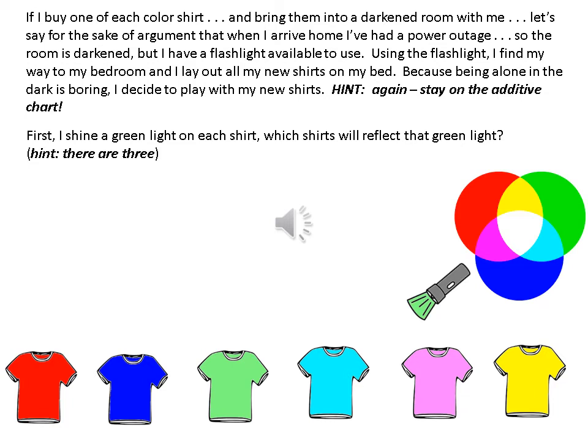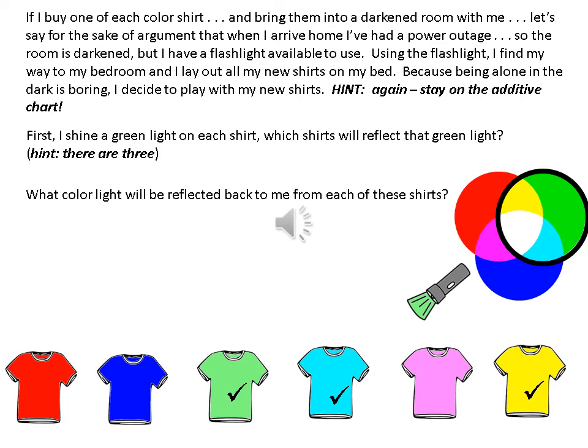So just to make it a little bit easier, I'm going to go ahead and circle the colors that when I shine green light on them will reflect green light. And those colors are green and cyan and yellow. What color light will be reflected back to me from each of these shirts? Now the only color light that I'm shining on them is green light.